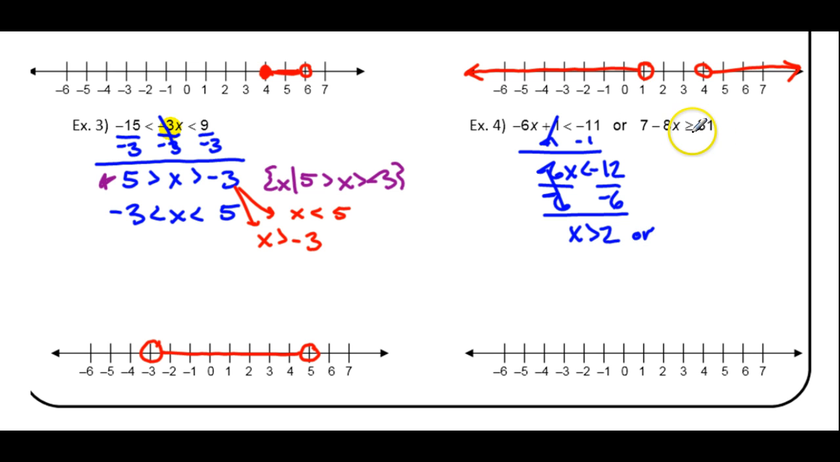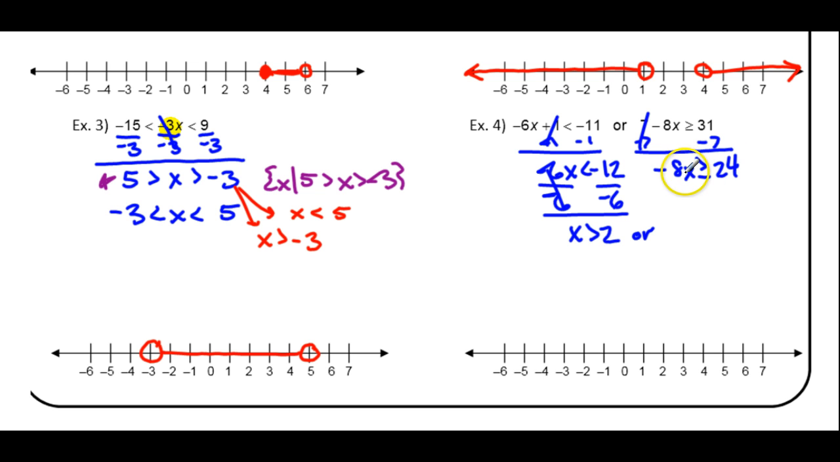7 minus 8x is greater than or equal to 31. Now we need to get rid of the 7 before the 8. Remember, get rid of what's further away, or add or subtract first, however you think of it. So we're going to get rid of the 7 by doing minus 7 on both sides. 7's are gone. Be careful, bring down negative 8x is greater than or equal to 31 minus 7 is 24.